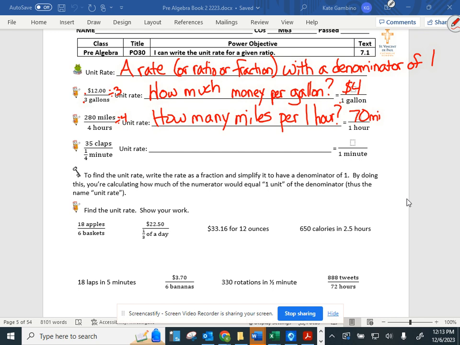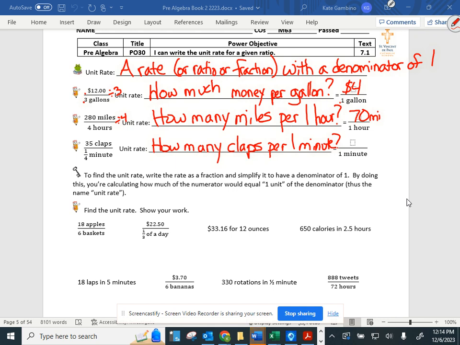We can do 35 claps in 1/4 of a minute. We're clapping. We're not going to practice. How many claps in a minute? How many claps per 1 minute? We talked about this briefly. Who knows what we need to do?